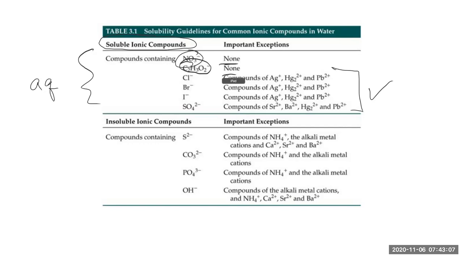Now, these ions are usually soluble. If these ions are in the compound, they're usually soluble, but there are some exceptions. So what you want to do is look at your substances and check and see what you have and where it fits on this chart. Compounds containing sulfate, carbonate, phosphate, and hydroxide ions are usually not soluble in water, with some exceptions, obviously.